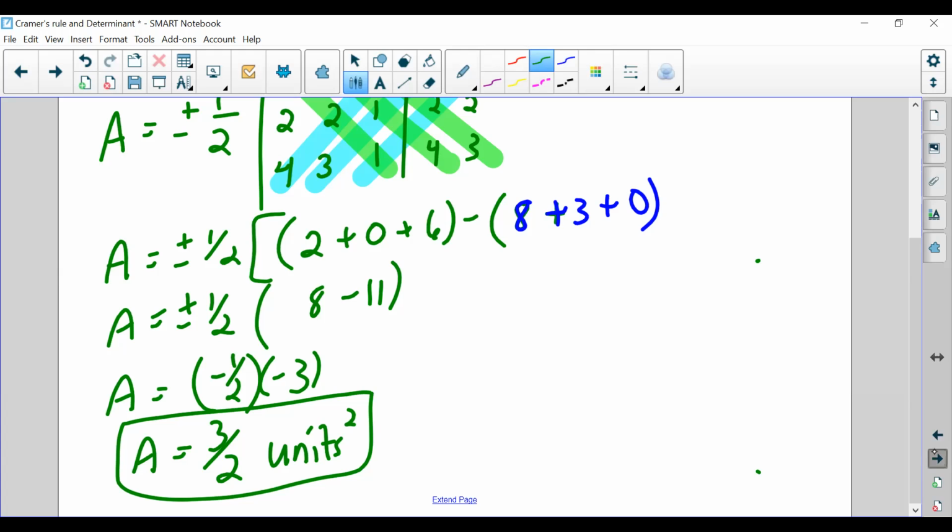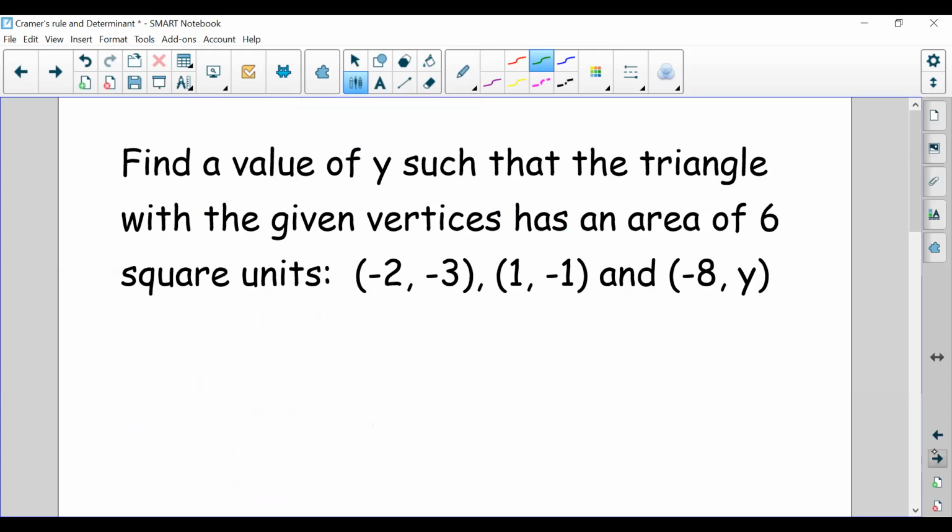All right, I might ask this slightly differently. I gave you three points, but one of them is missing a value, and I want to figure out what value of y will give us an area of 6 square units. So now I know my area is 6, and that's equal to plus or minus 1/2 of the determinant.